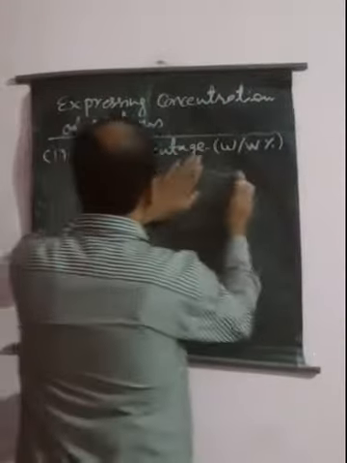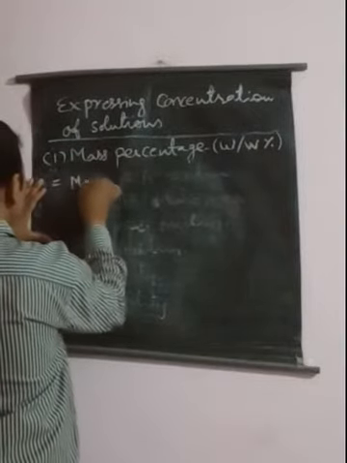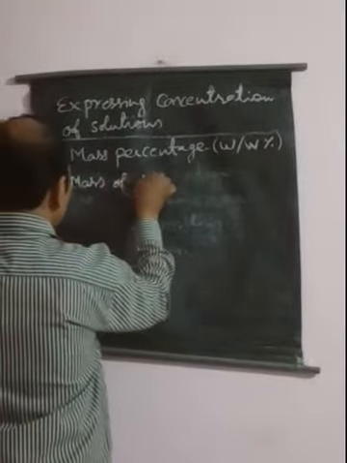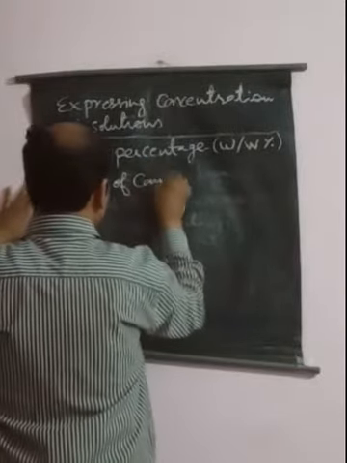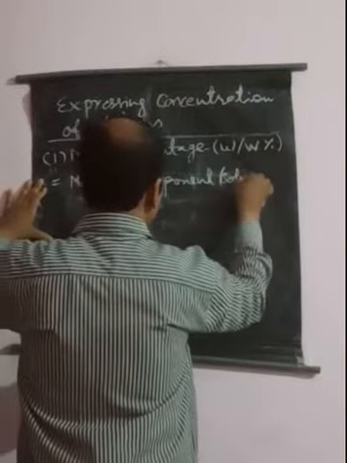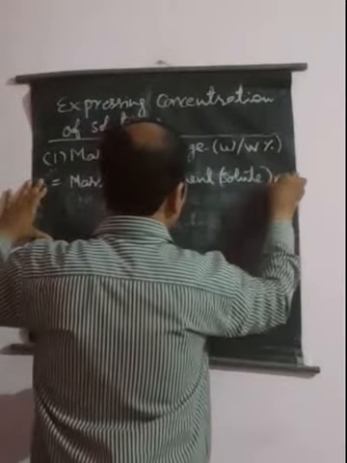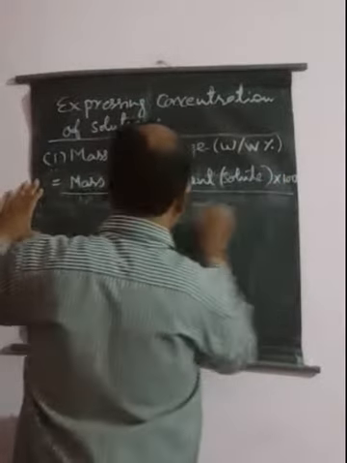The mass percentage will be equal to the mass of the component, that is solute, into 100, and divided by the total mass of the solution.